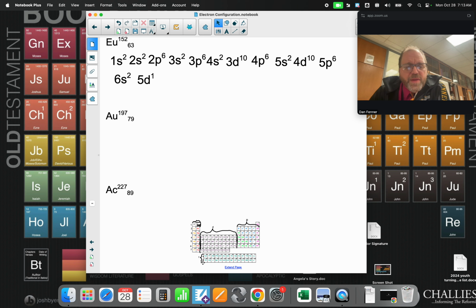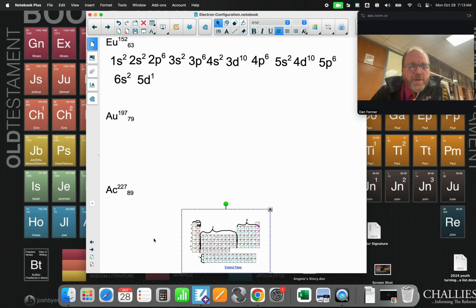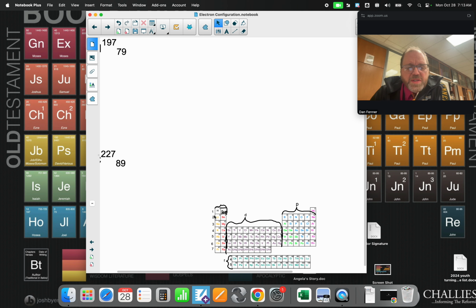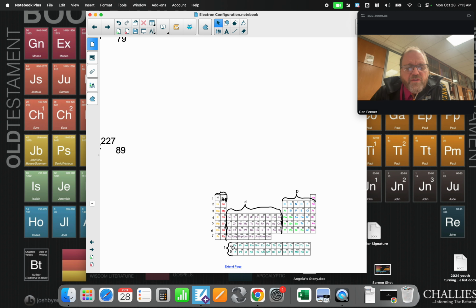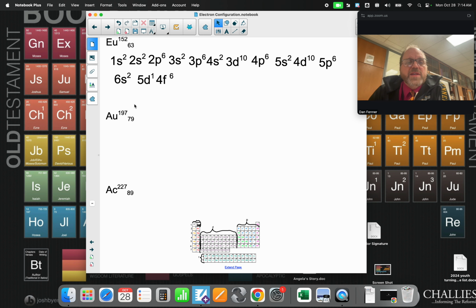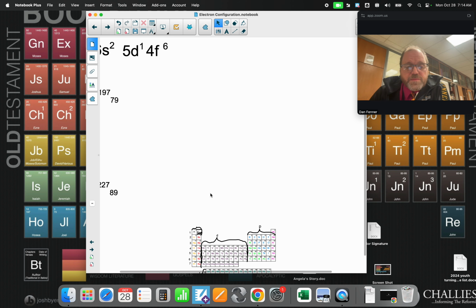And now we're going to drop down here. If we look over here, we see that the energy level is in the 4th. So we drop from 5d1. The next number, 57, is 58. So we're going to go from here to here, and it's going to be, no, we have 5d1, 4f6.